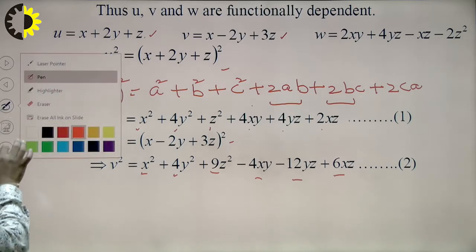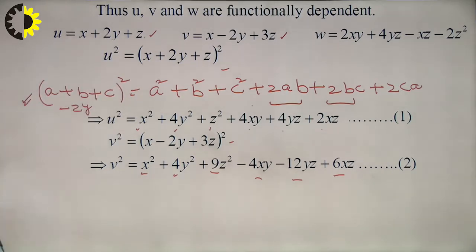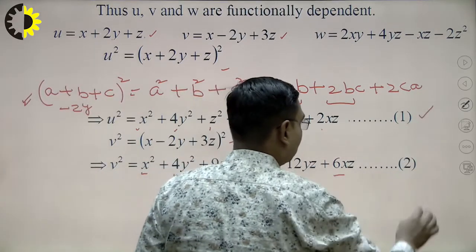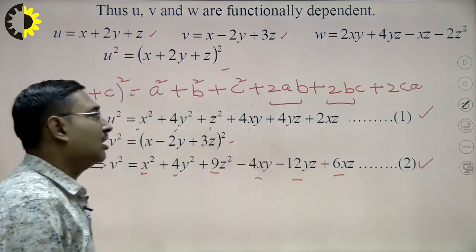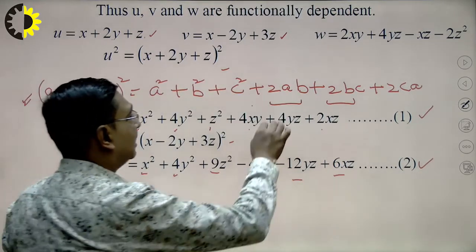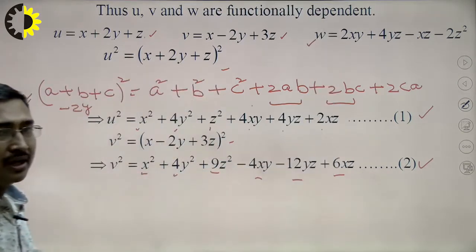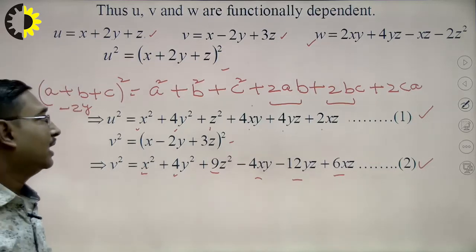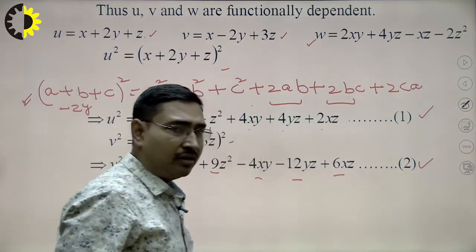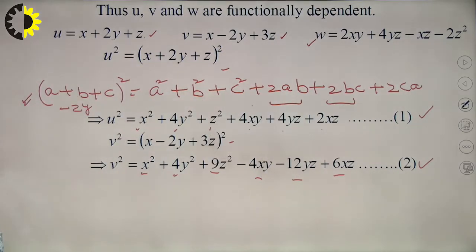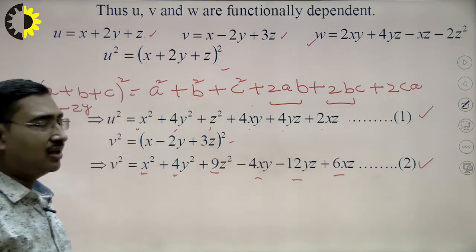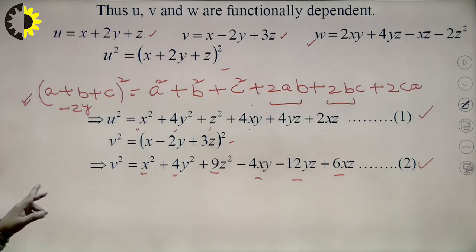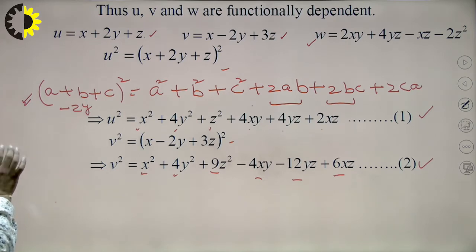Now, this is the expression for u square, this is the expression for v square, and this was the expression for w. Here u square, v square and w, each of these three have degree 2. So we can think of eliminating x, y and z from these u, v and w, and for this I again use inspection.